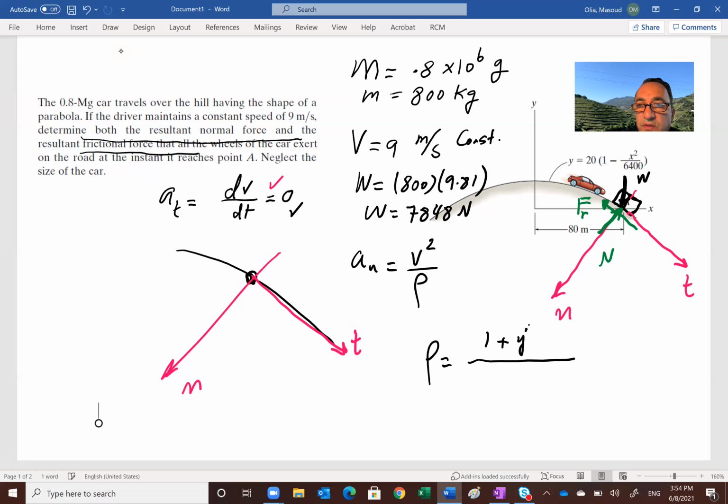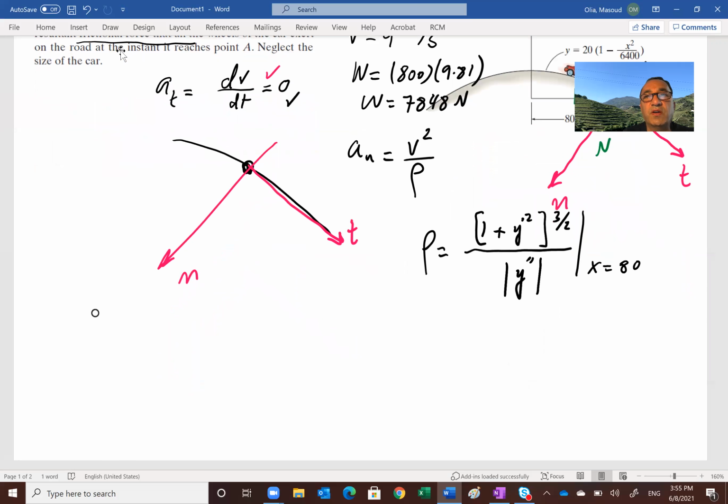You have seen this equation before. It is a mathematical way of finding the radius of curvature. And this has to be calculated by plugging in the x value, in our case, 80 meters. Because at different points you have a different radius of curvature. So specifically, we want it at point A, which is 80 meters from the reference.